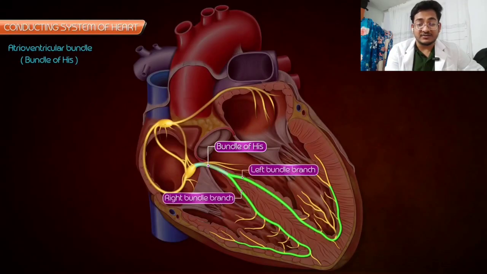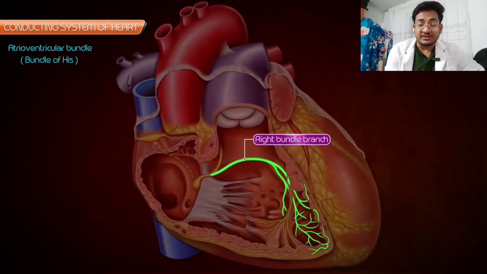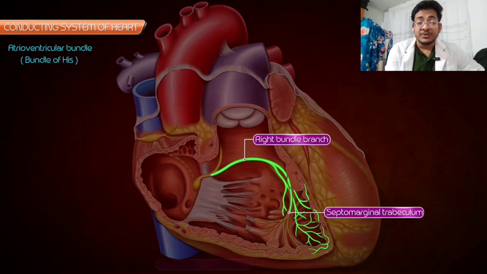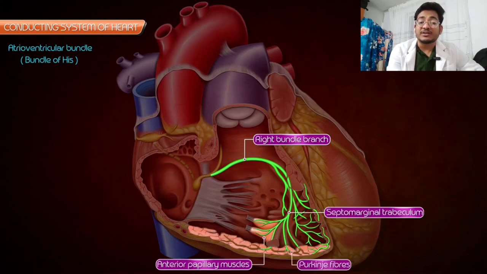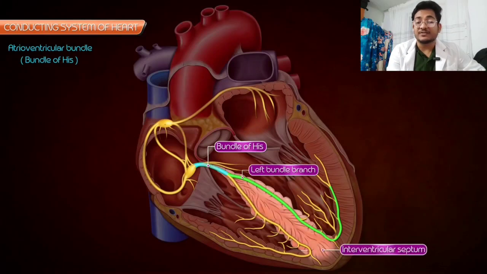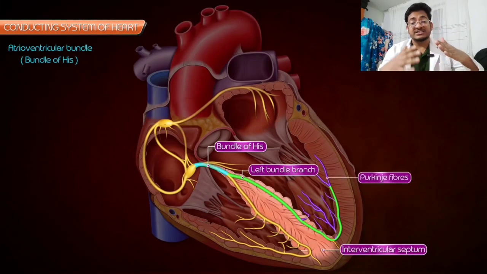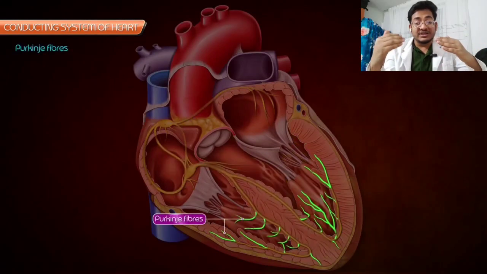Right and left branches of bundle of His. The right branch passes down to the right side of the interventricular septum and then runs subendocardially on the right side of the septum. A large part of it continues in the septomarginal trabecula to reach the anterior papillary muscle and anterior wall of the ventricle. Its Purkinje fibers then spread out beneath the endocardium. The left branch descends on the left side of the ventricular septum, divides into Purkinje fibers which are distributed to the septum and left ventricle.